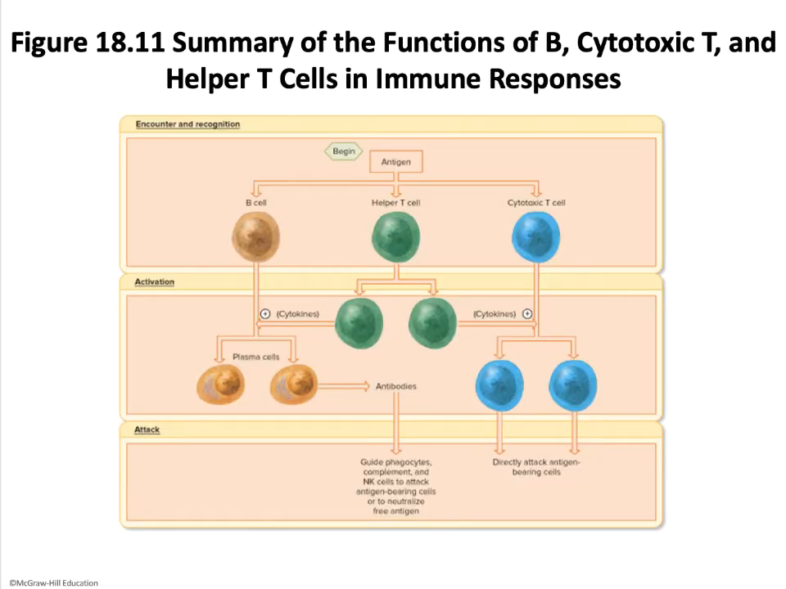This figure does a great job of summarizing the general functions of the two classes of T cell and the one class of B cell. The important thing is that the helper T cells, their role is to help activate both B cells and cytotoxic T cells. And once activated, those cells then go to work in fighting infections.